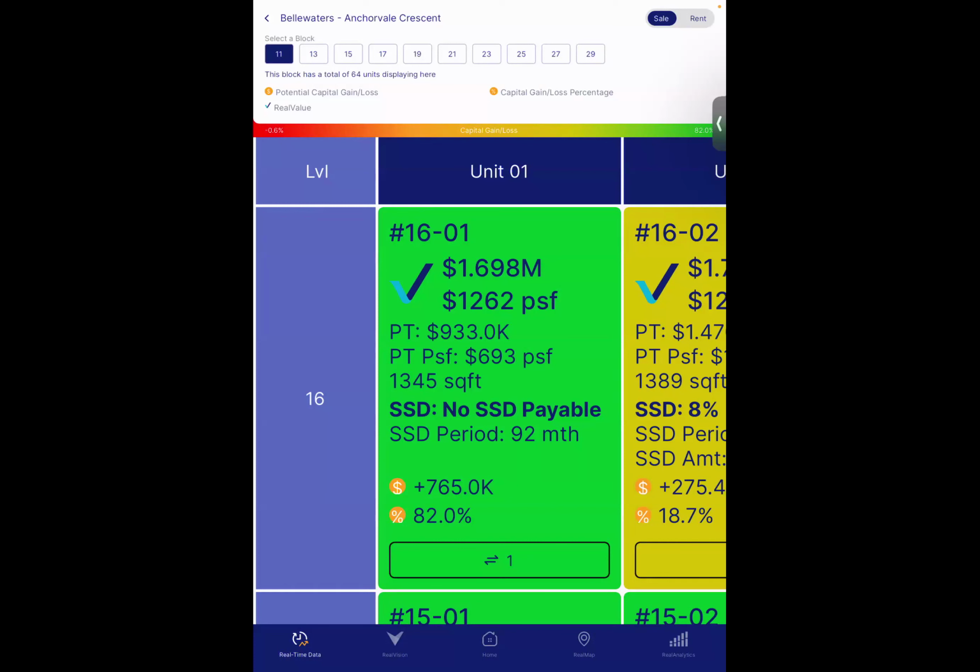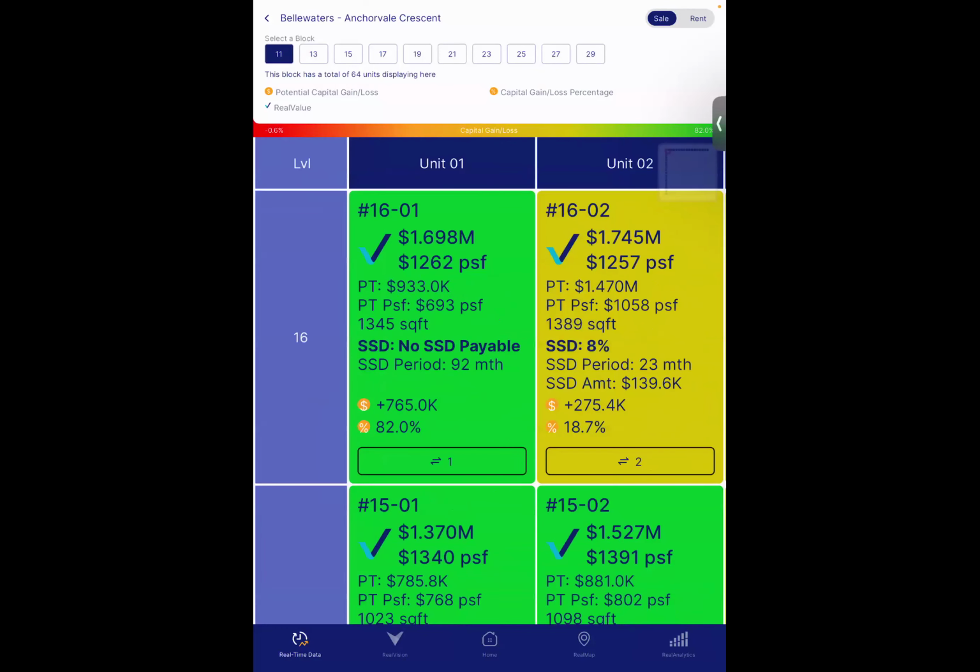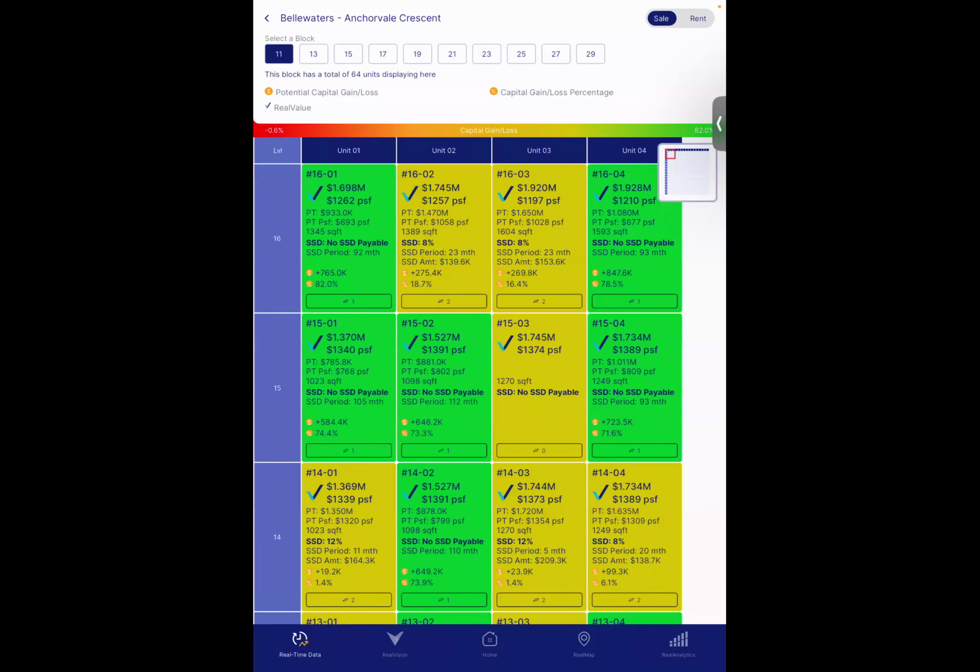How big is the unit? 1,345 square feet. Got any SSD payable? No SSD. Why? Because the period he has been staying there is 92 months. 92 months is how many years? 8 years? Yeah, 7.5 to 8 years lah. So no SSD payable. And then you can see different unit, different color.